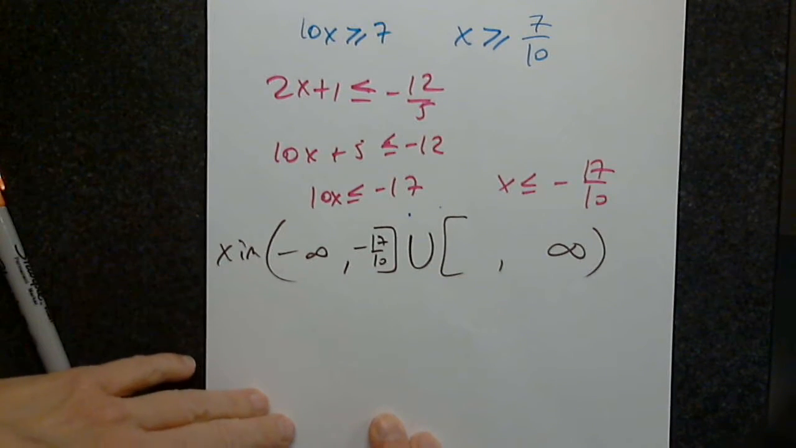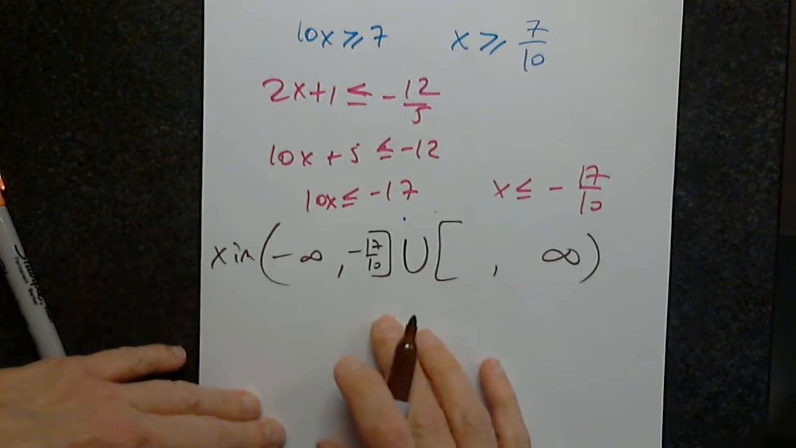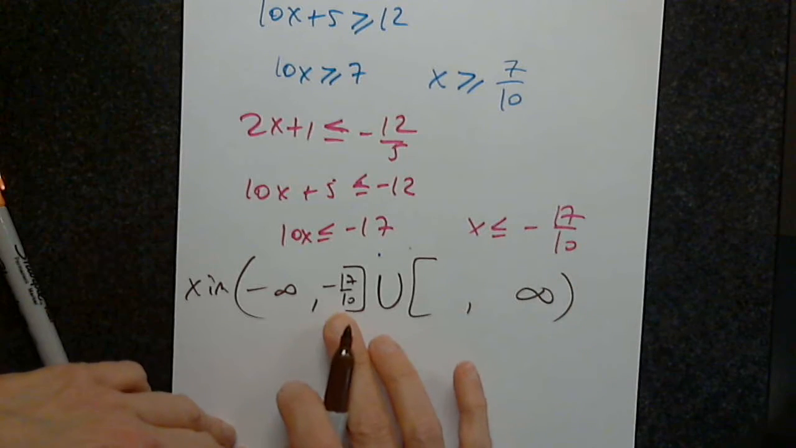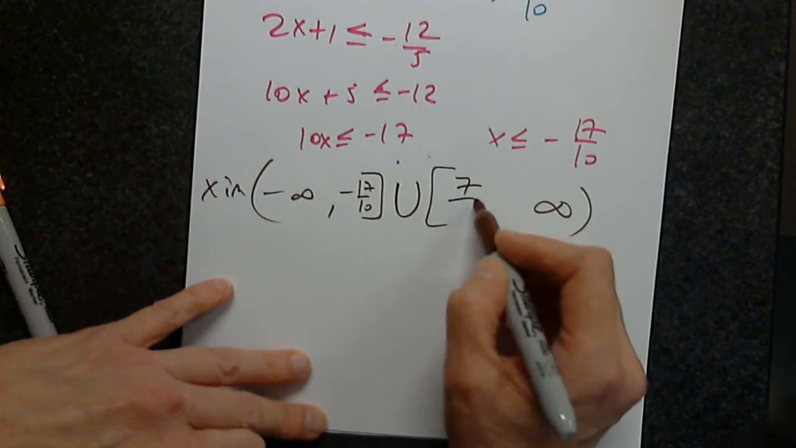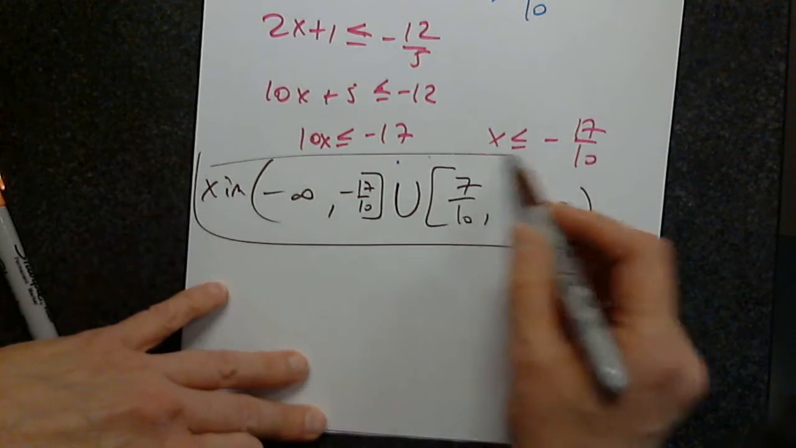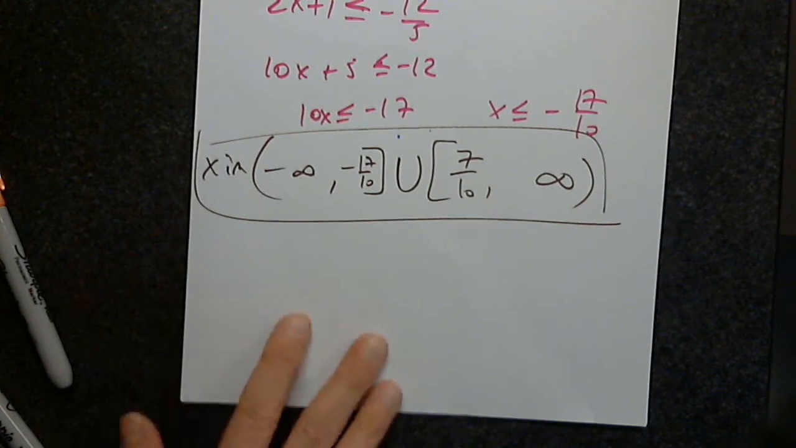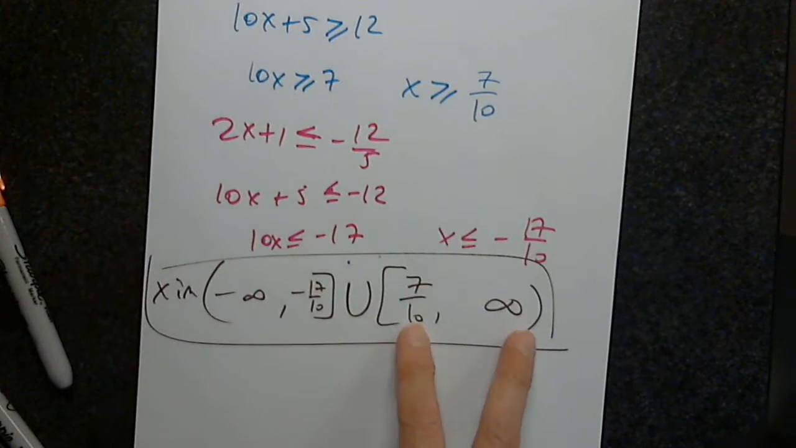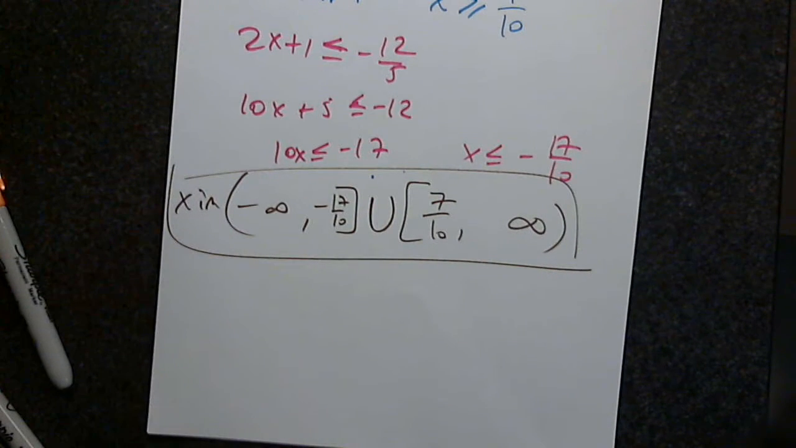And? But that was less than. So it's here. Okay. Yes. 7 over 10. This is it. So less than was here, greater than is here. Is that okay? Everyone, is this okay?